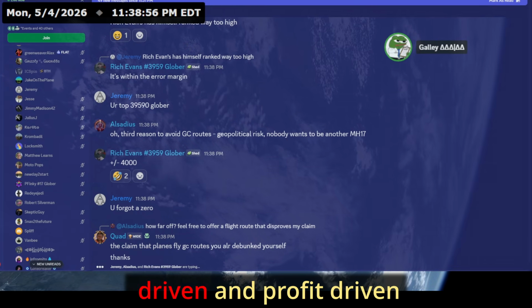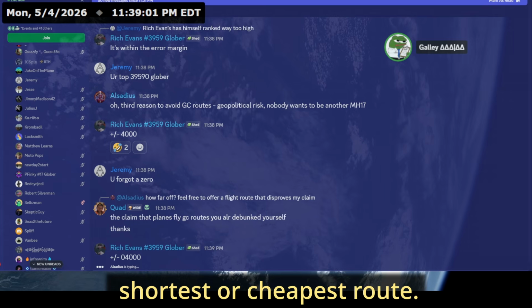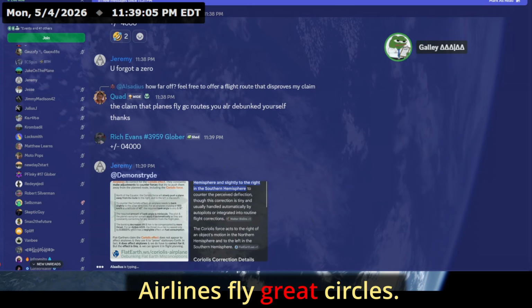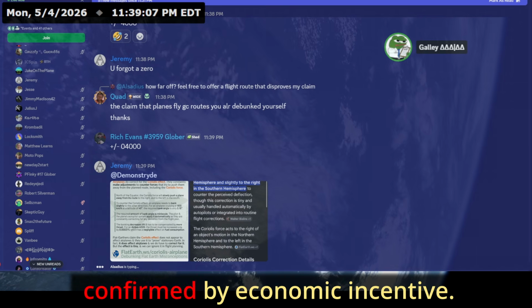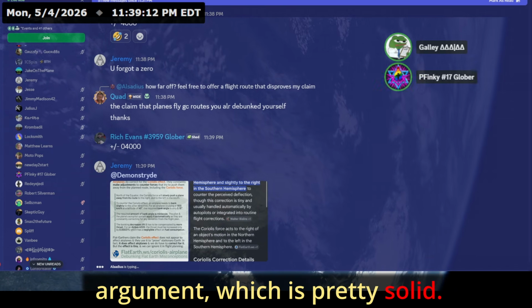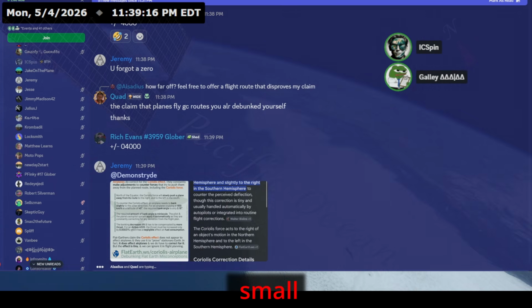I think there are. Airlines are profit driven, and profit driven entities would take the shortest or cheapest route, and the shortest route on a globe is a great circle. Airlines fly great circles, therefore the globe is confirmed by economic incentive. That was IC Spin's argument, which is pretty solid.